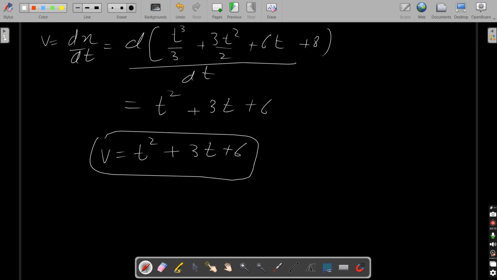And we are also asked the acceleration at any general time t. Acceleration is nothing but dv upon dt, differentiation of velocity with respect to time. So this becomes the calculated velocity, so d of t square plus 3t plus 6, which is a function of velocity.